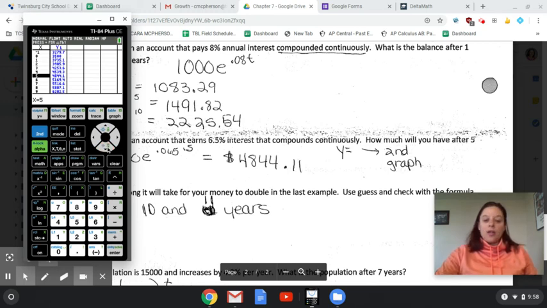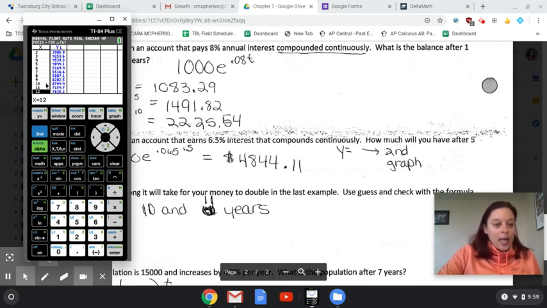So to figure out how long it takes to double, if you started with 3,500, doubling would be how long does it take to get to $7,000. You're going to keep scrolling. I know my answer's on the screen, but I want to show you what you're going to see on your calculator. And what you'll see is at 9 years, we're at 6,282. 10 years, we're at 6,704. Once we get to 11 years, we have gone past that 7,000 mark.